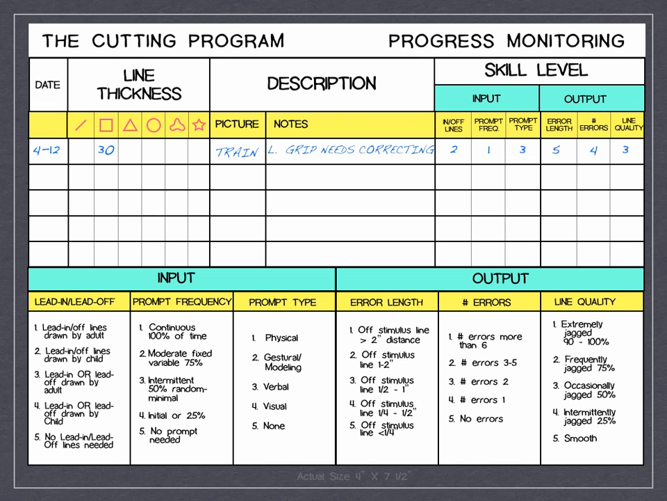Line quality refers to the jaggedness of the cut line. This is a subjective call, but if the cut form appears primarily jagged, it would earn a 1. If 75% of it was jagged, it would earn a 2. Half of it being jagged would be a score of 3, slightly jagged would be a 4, and a smooth cut line all around is a 5. The Cutting Program Progress Monitoring Form can be used many times.